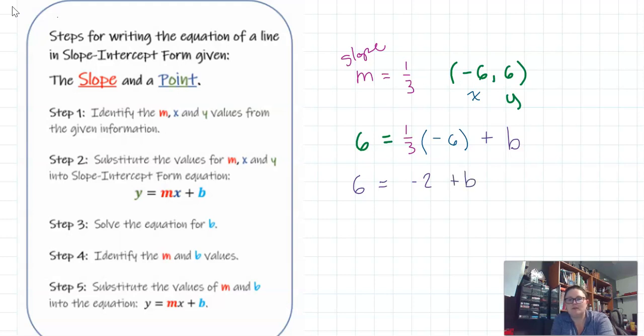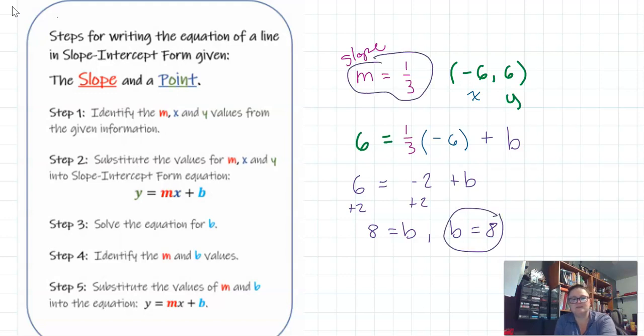And so some of you can probably already see, what does b have to be to make this work? If you don't, just remember the next step. This is basically just a one-step equation. We're going to add 2 to both sides of the equation. So 8 equals b, or b is 8. So now that I know what b is, and I know m already, it was given to me, I can now go in and write my equation in slope-intercept form, just replacing m and b.